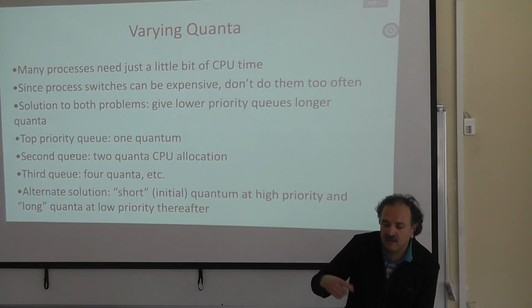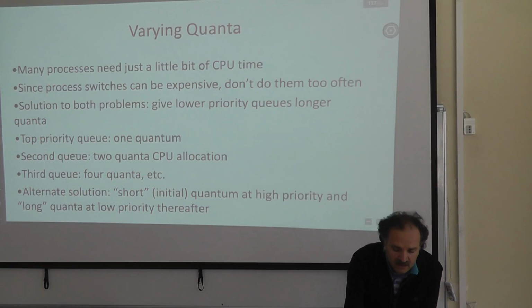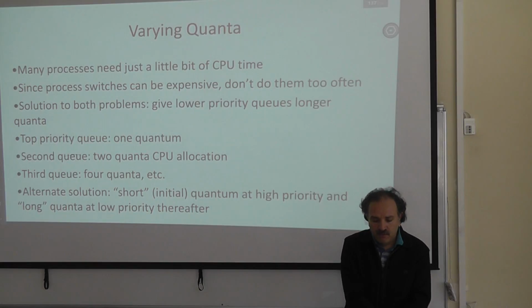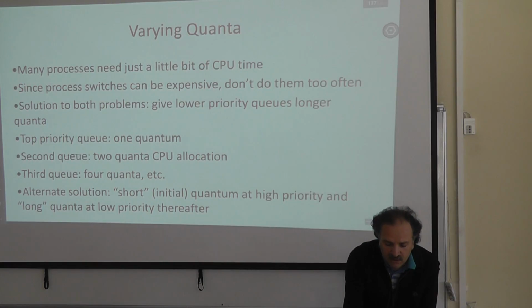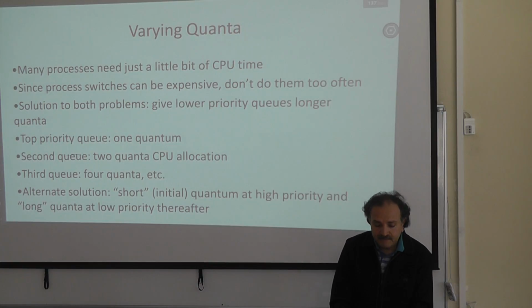For those, I need smaller quantum times. But for some processes, they don't have to be interactive, so I can give them longer quantum times. The top priority queue has 1 quantum, the second queue has 2 quanta, and for the lowest priority I have 4 quanta.